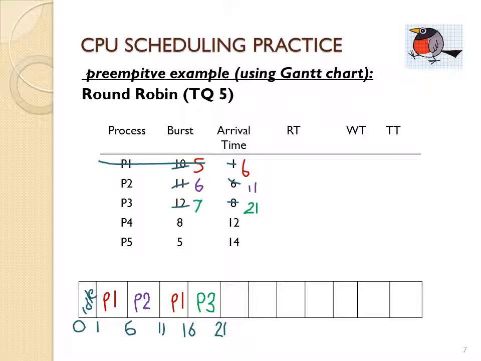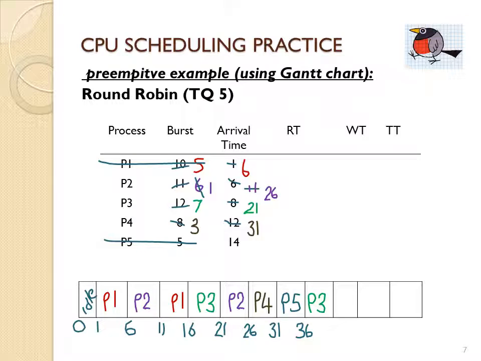And P3 will have 7 time units left and a new arrival at time 21, followed by P2. And again, you just round robin through each of them, giving them each 5 time units on the CPU. So we have P4. And now the current time is 31, so P5 will go. P5 only has a CPU burst of 5, so P5 is done, followed by P3, followed by P2, which will now finish at time 42.